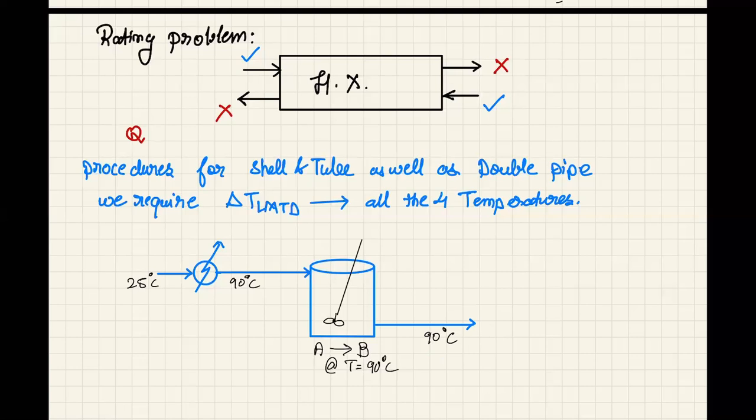You need to bring it down to your room temperature for storage or for final use. So there will be another heat exchanger coming along, and this typical heat exchanger will be cooling the product B from 90 degrees Celsius to 25 degrees Celsius.